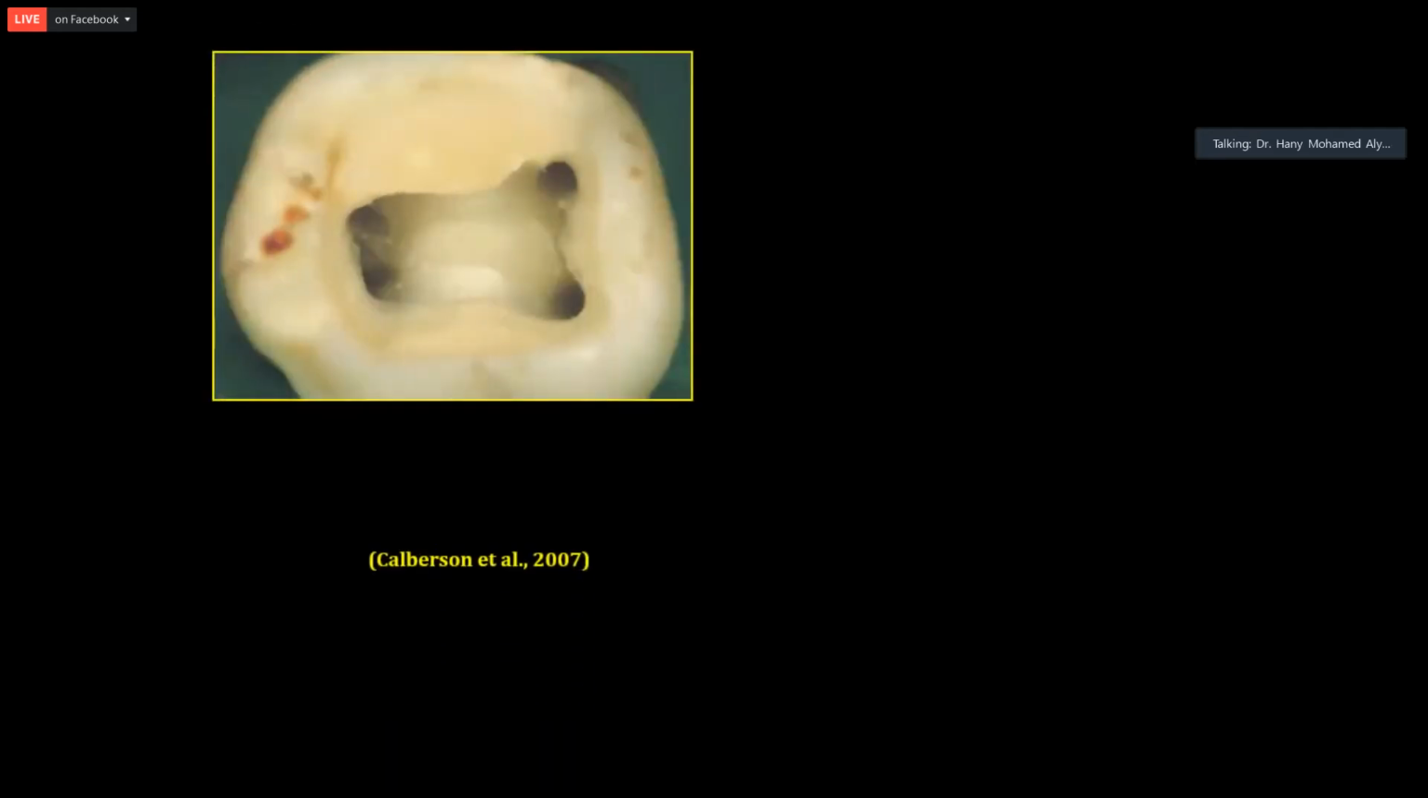As I will now share with you this molar, this is the usual access cavity done in this molar, in which I have 4 canals, 2 mesial and 2 distal canals.